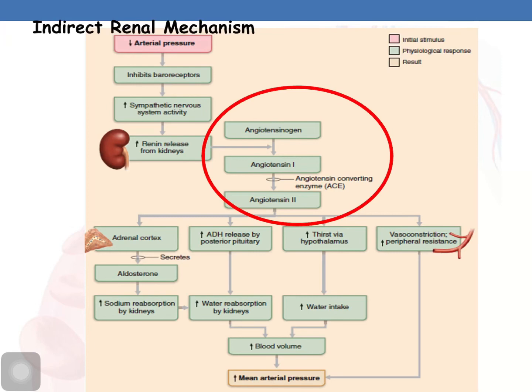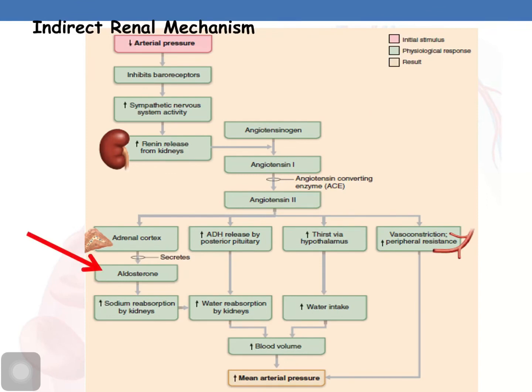Angiotensin 2 acts in 4 ways to stabilize the arterial blood pressure and extracellular fluid volume. First, it stimulates the adrenal cortex to secrete aldosterone. This hormone enhances renal reabsorption of sodium. As the sodium moves into the bloodstream, water follows, which conserves blood volume. In addition, angiotensin 2 directly stimulates sodium reabsorption by the kidneys.